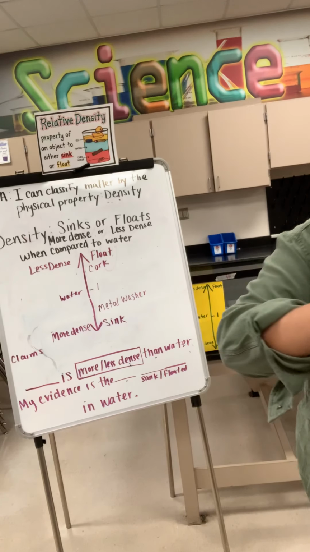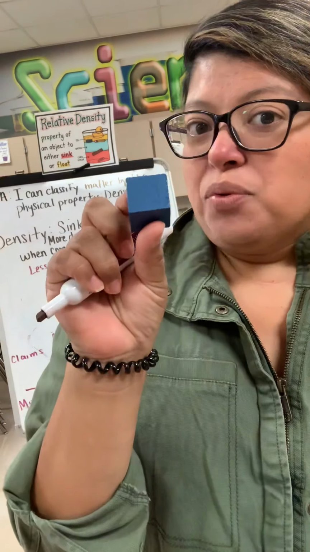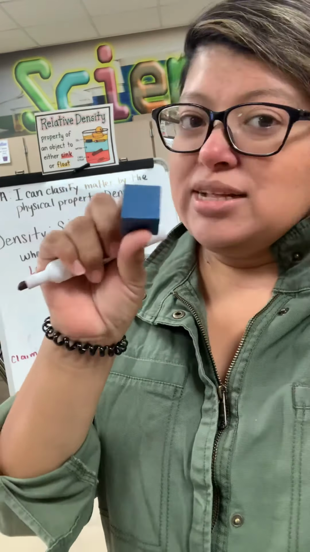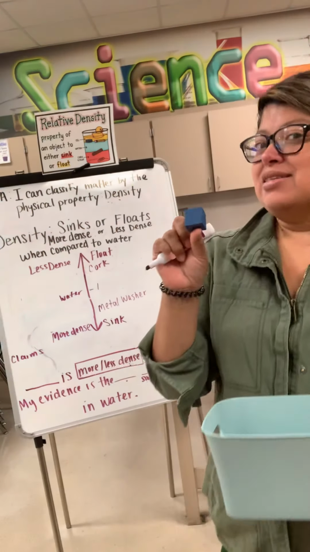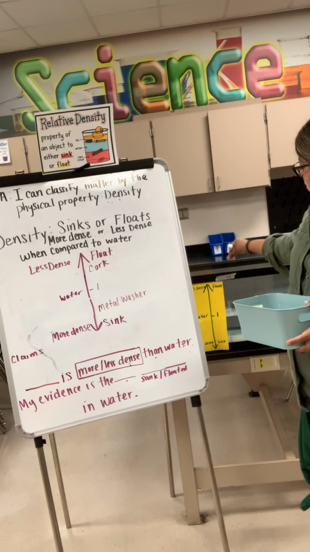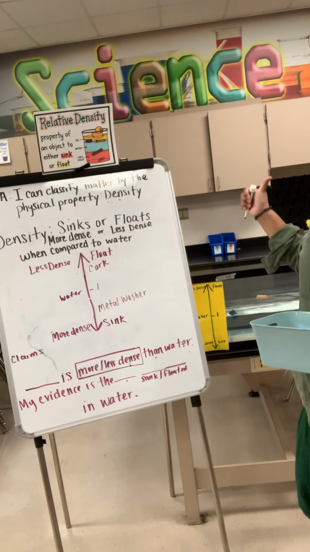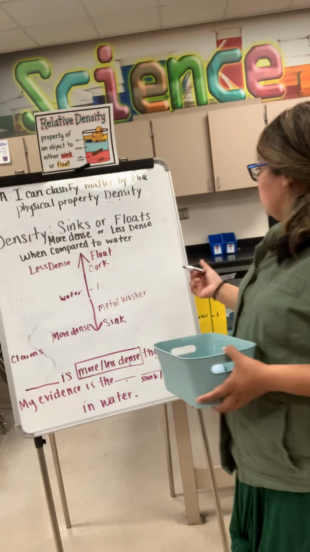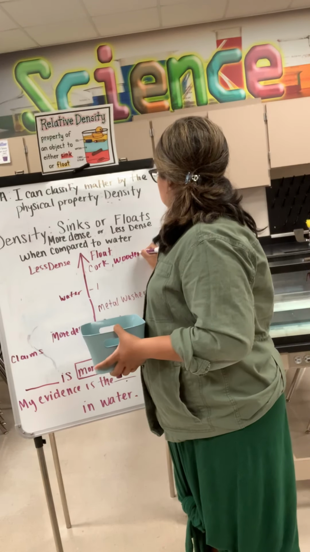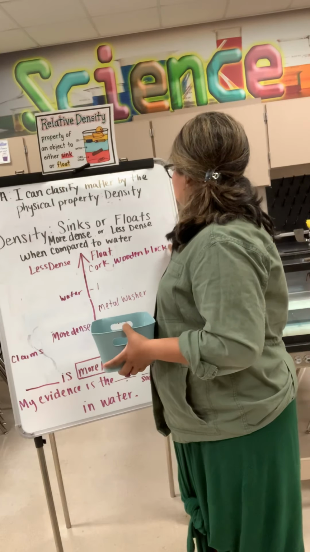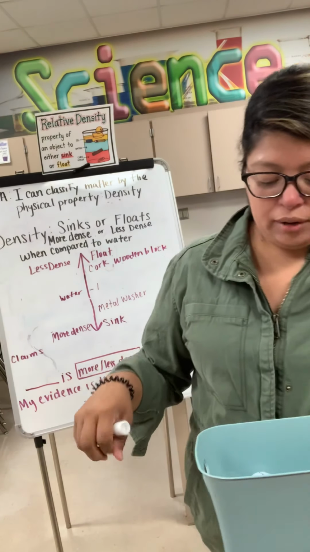Your next prediction. What do you predict will happen with the wooden block? Will it sink or float? Let's test it out. So my wooden block floated. So that means it is less dense than water.